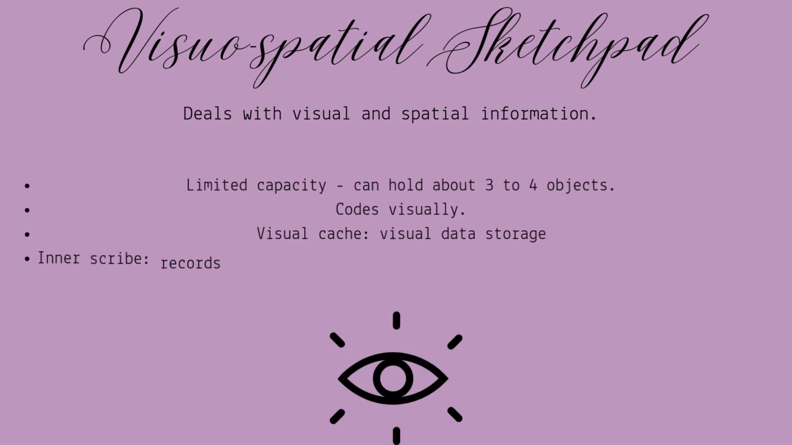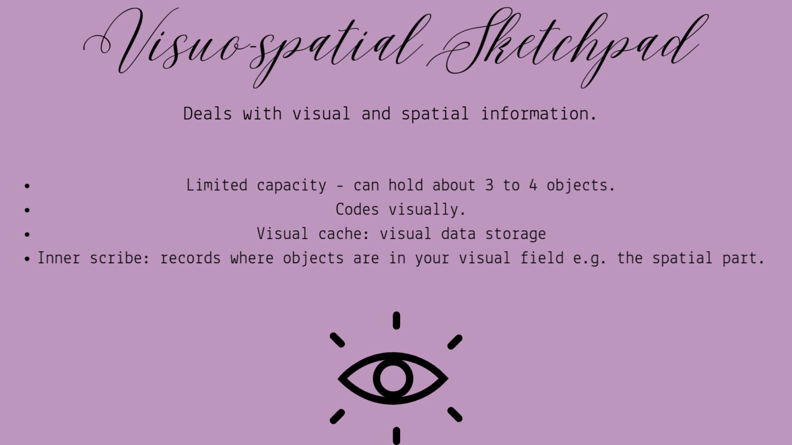Next, we're going to be looking at the visuospatial sketchpad. So, like the name suggests, this deals with visual and spatial information. It has a limited capacity of 3 to 4 objects, and because it stores visual information, it encodes visually. It consists of the visual cache, which involves visual data storage, and it also consists of the inner scribe, which records where objects are in your visual field, for example, the spatial part.